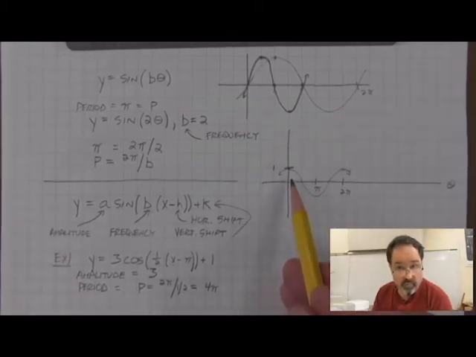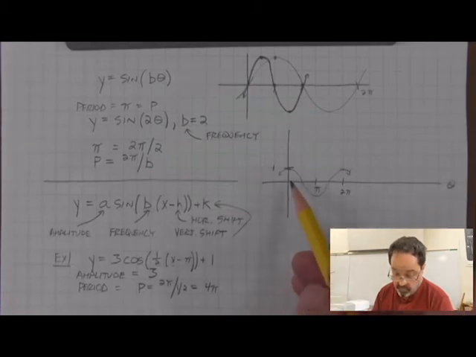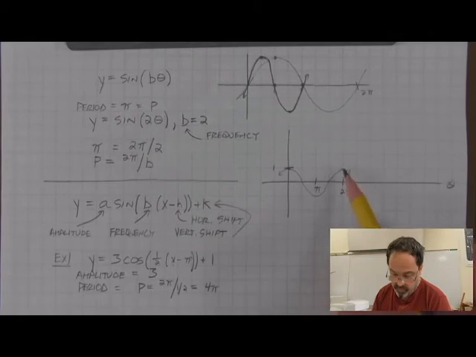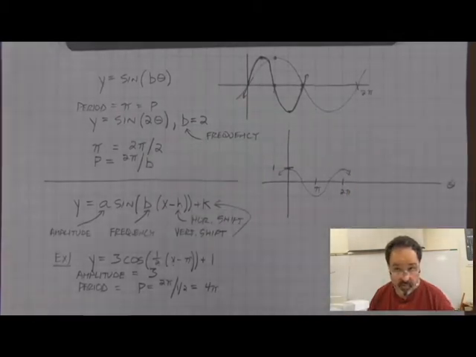Again, that describes the wave. If I know that I have a wave that has a period of 2 pi and I expand it to 4 pi, my wave is going to stretch out horizontally.